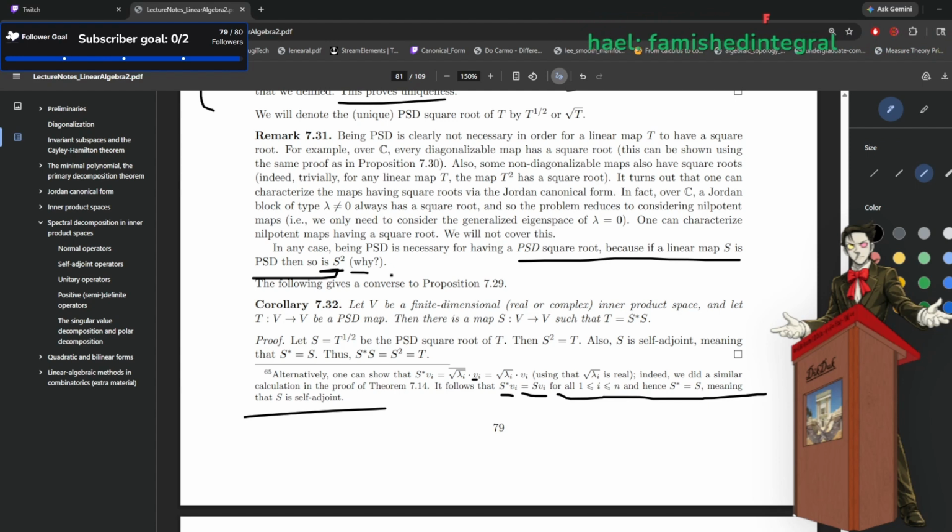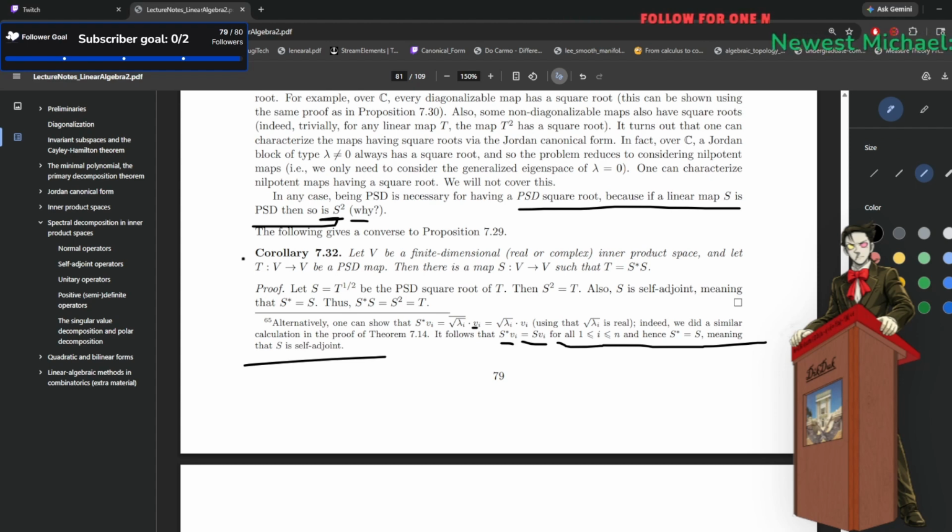The linear map S is positive semi-definite, and so is S squared, where we showed just above that S squared is equal to T, where T vi is equal to lambda i vi. We also have S vi is equal to the root of lambda i vi, and so when you square it, you're going to have lambda i vi, which is just your transformation T vi. That's about it. Nothing crazy.